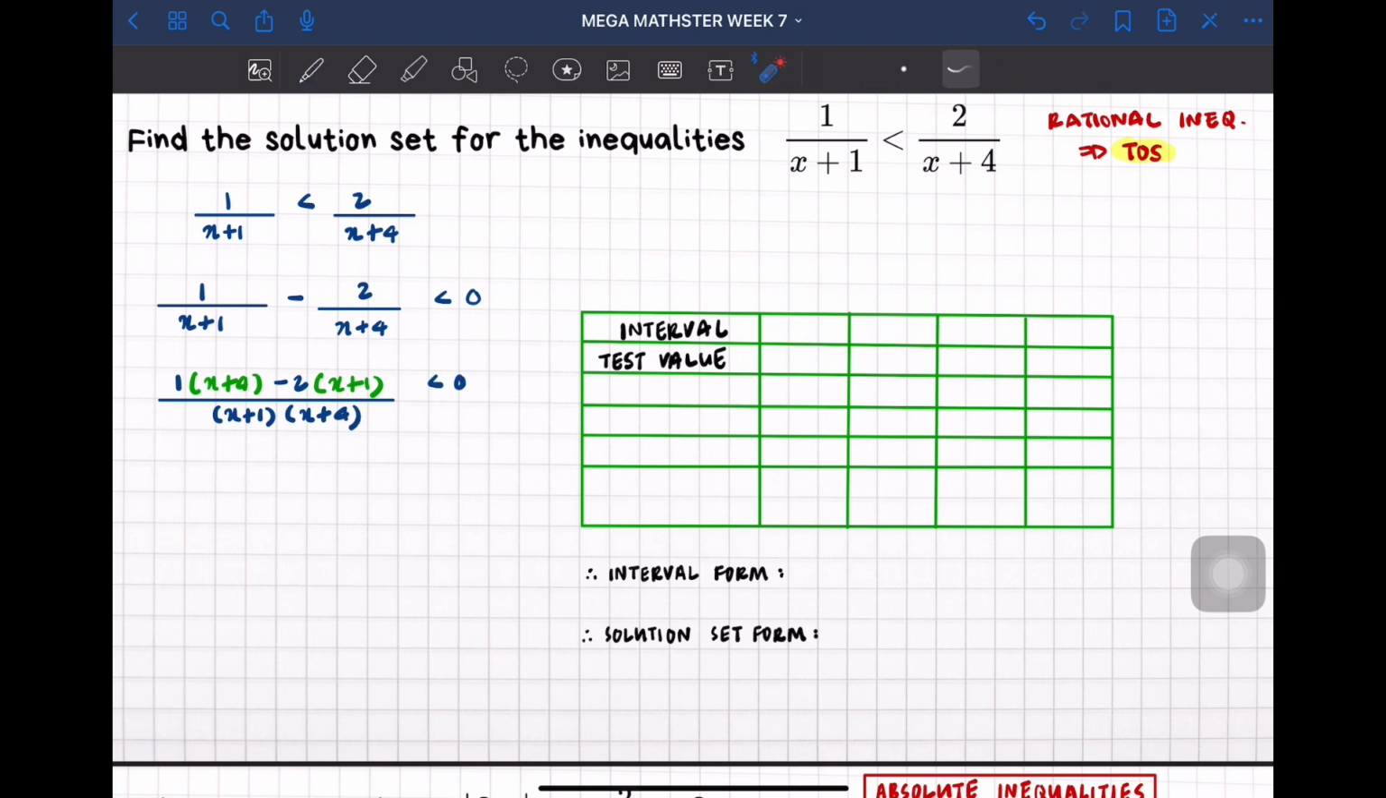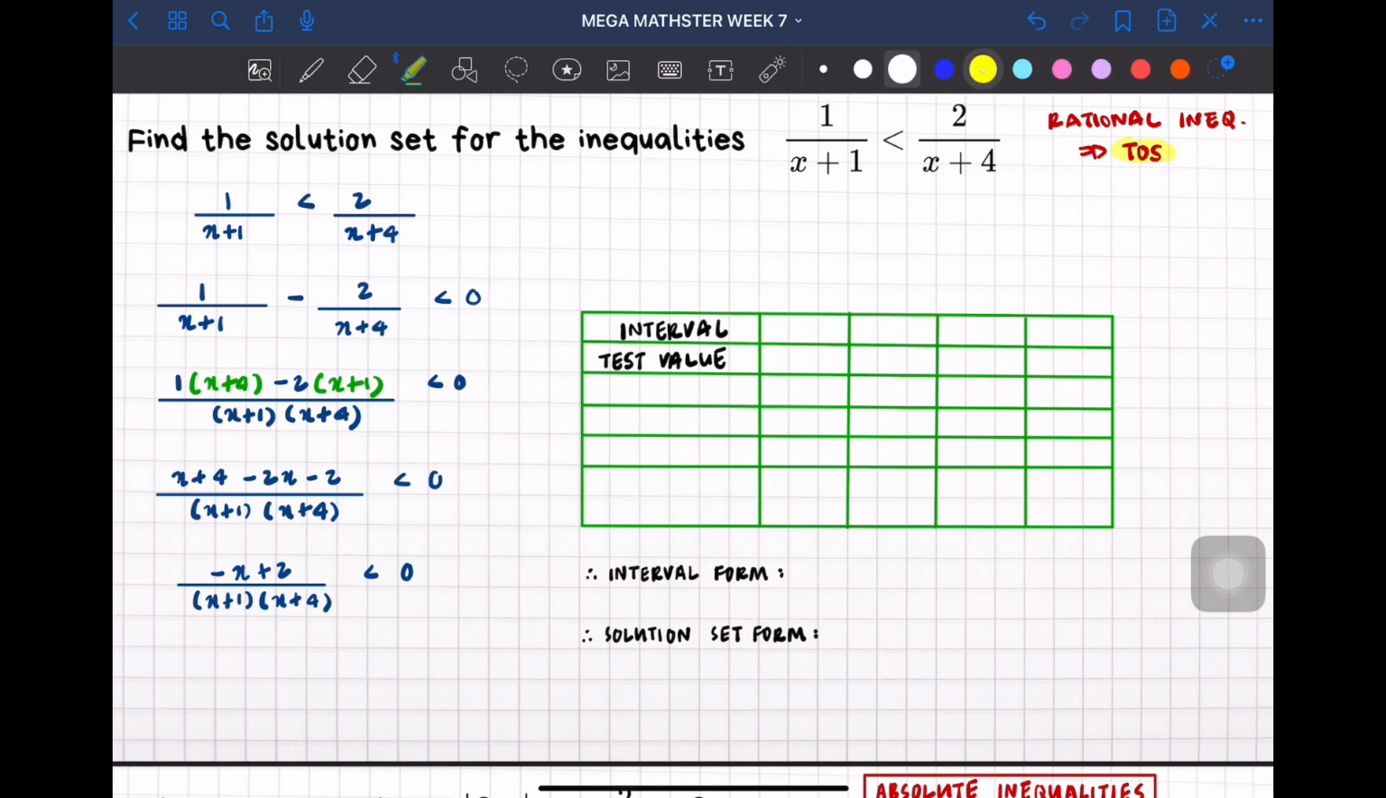The next step, I'm going to expand and open the bracket. So we will have x plus 4 minus 2x minus 2 divided by x plus 1, x plus 4, smaller than 0. So x minus 2x is negative x, and 4 minus 2 is positive 2. We still have the same denominator, and it's less than 0. I always highlight the sign over here so that we can refer to it to get our final answer.